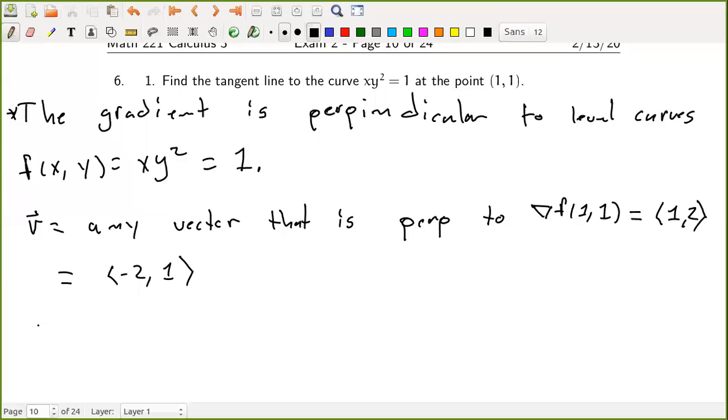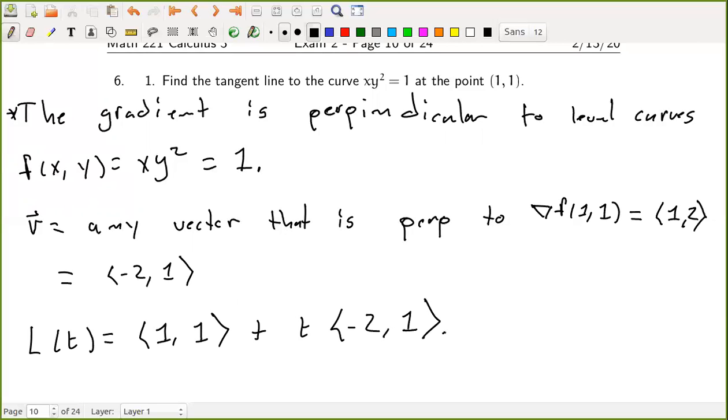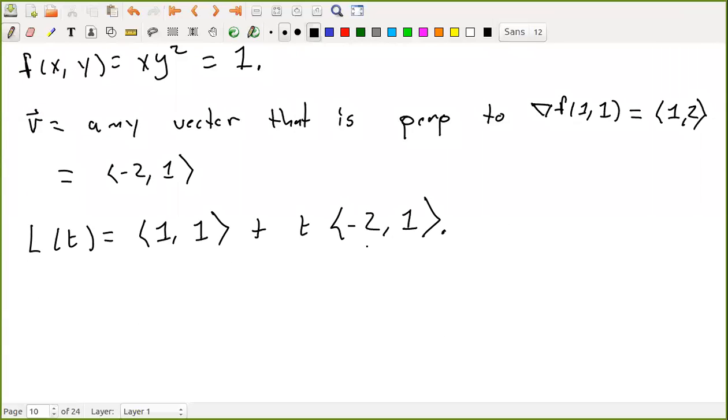And so a parameterization for the line could be given by L of t is equal to a point on the line, 1, 1, plus t times v, which is minus 2, 1. Okay, so I just said find the tangent line to the curve. This is one expression for the tangent line. This is a parameterization of the tangent line. But remember, we also have a normal equation for the tangent line. So this is a vector parameterization.